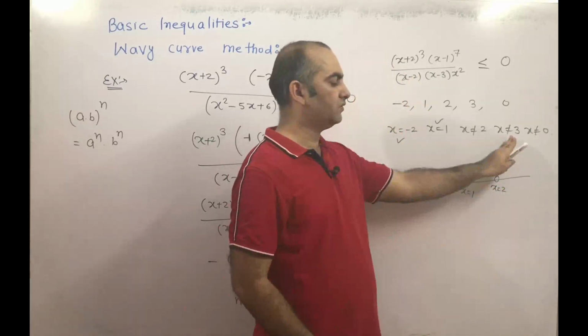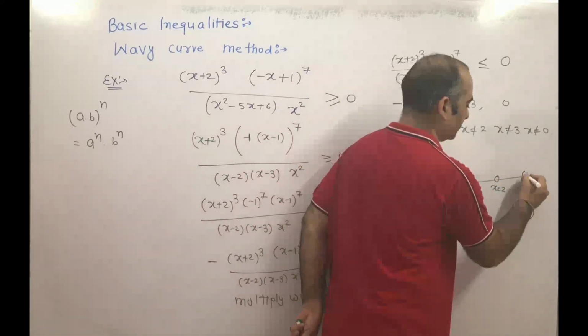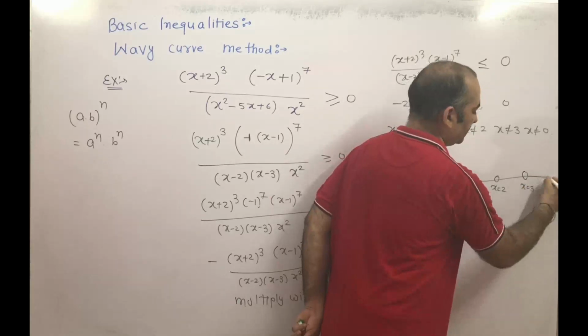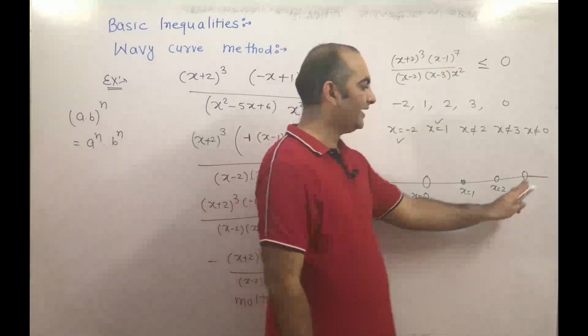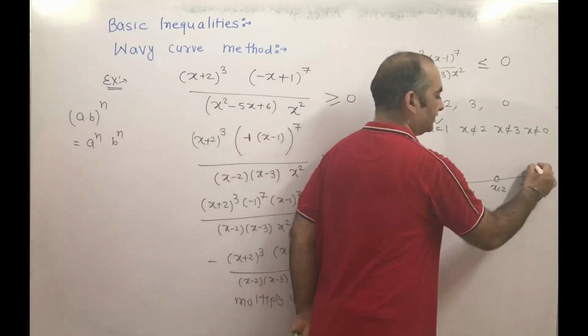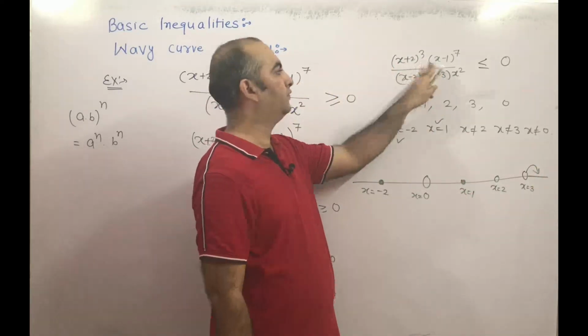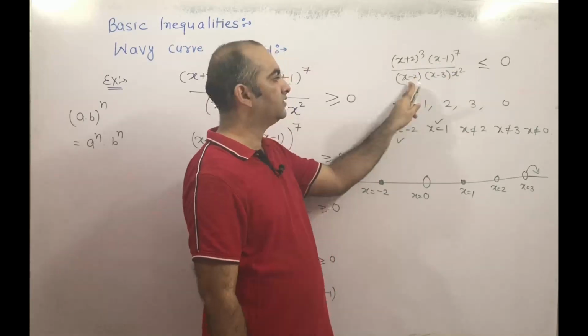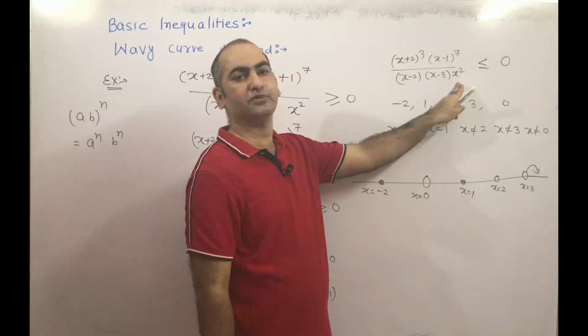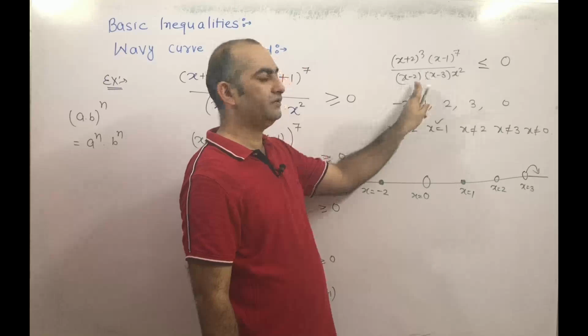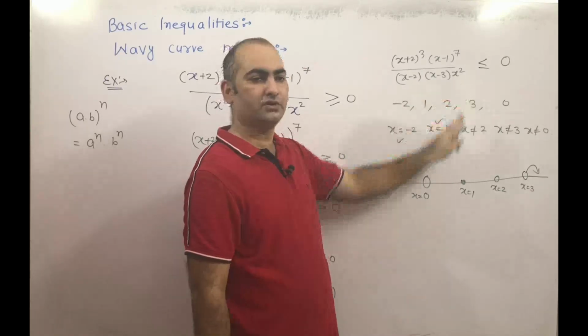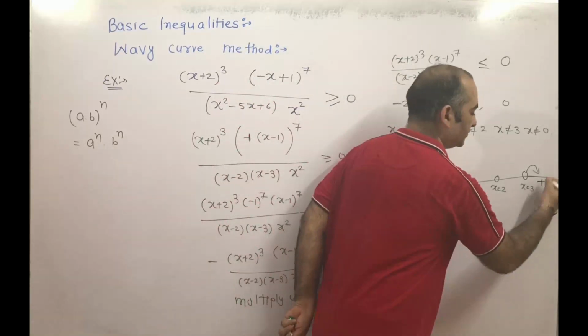Next, x is equal to 3. Okay, 3 is also not included. Now we will take any number greater than 3, so suppose we take 4. If I put 4 here, this is positive, and this is also positive, this is also positive, this is also positive. So positive into positive divided by positive into positive into positive. So what will come here? Positive. So this side is positive.